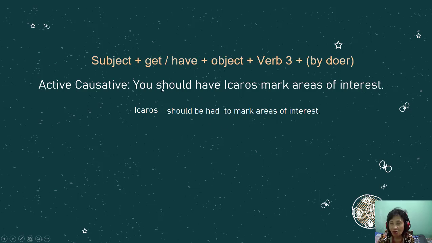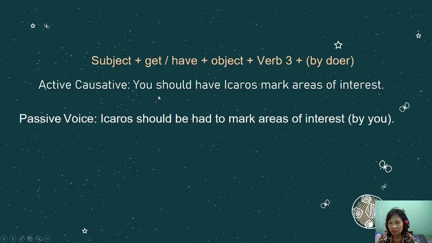When it is active causative, you have the base form here. But when you have to change this into passive voice, you need to connect two verbs here, had and mark. So you need two here. So the sentence will be passive voice: Icarus should be had to mark areas of interest by you.